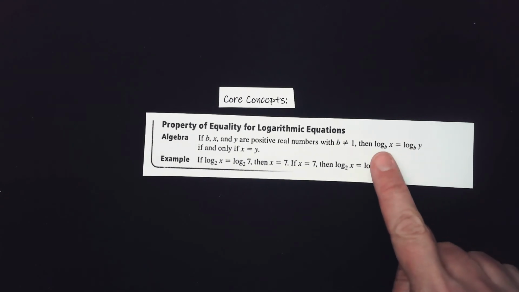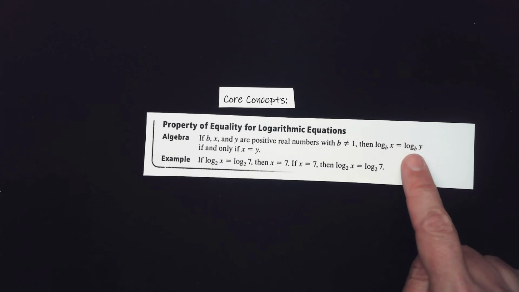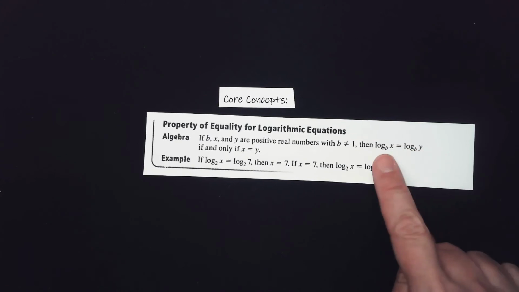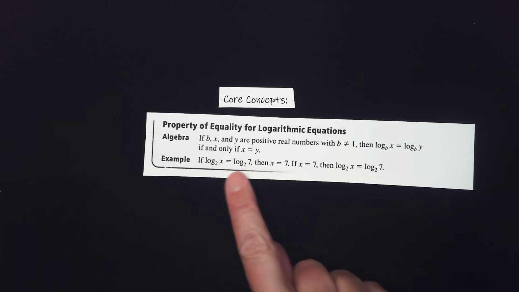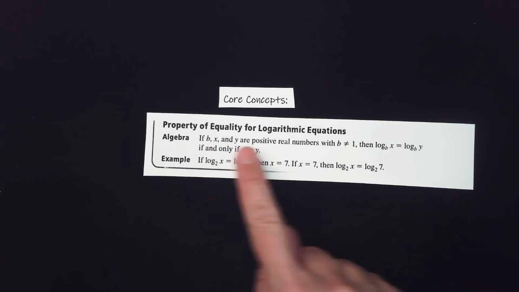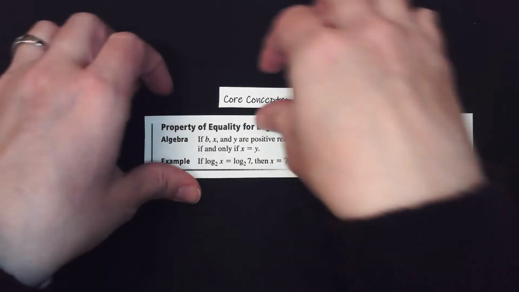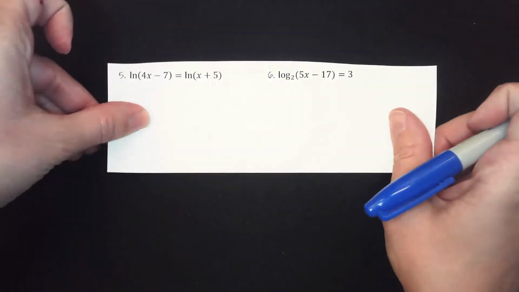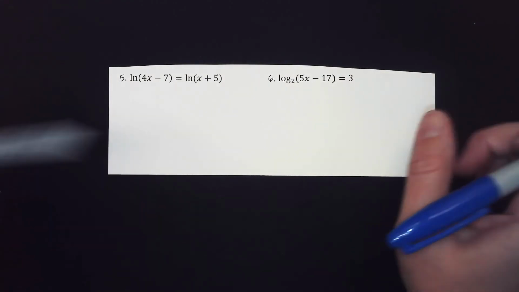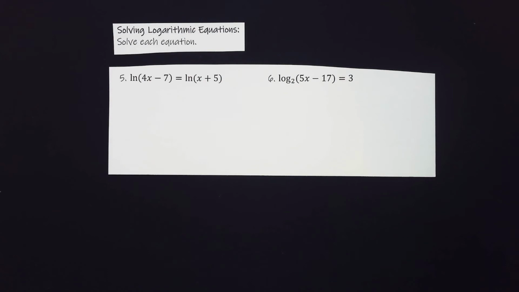If log base b of x equals log base b of y, so they have the same bases, the insides have to equal: x has to equal y. Okay? So it gives it to you algebraically and an example with numbers. So let's try using some of that. Okay, so now we're solving logarithmic equations.